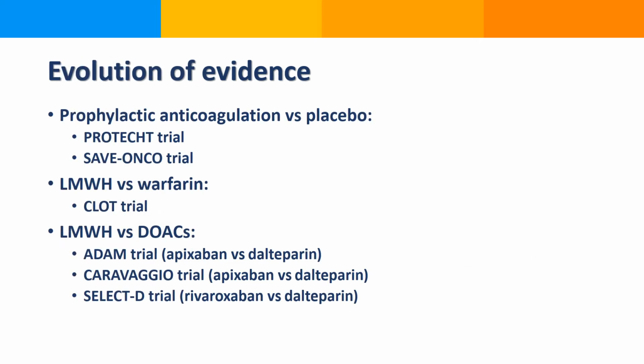Evidence regarding the use of anticoagulation in the setting of cancer-associated thrombosis evolved over three phases. Phase 1 compared prophylactic anticoagulation with placebo in the PROTECT and SAVE-ONCO trials. Phase 2 compared low molecular weight heparin with warfarin in the CLOT trial. And Phase 3 compared direct oral anticoagulants with low molecular weight heparin in the ADAM, Caravaggio, and SELECT-D trials.